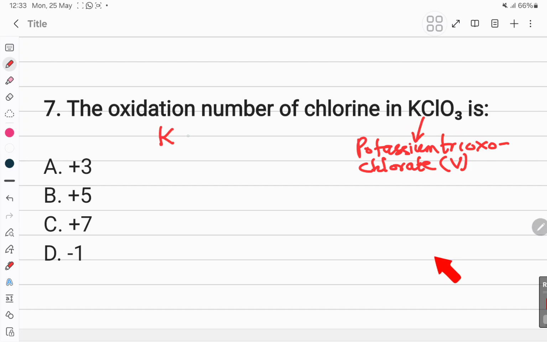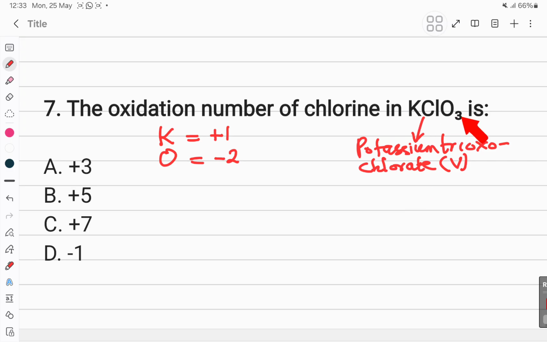Potassium: the oxidation number of potassium in this compound is +1. In any compound that contains potassium, or another group 1 metal, they all have +1 as the oxidation number. For oxygen, the oxidation number is going to be -2 in this compound, but it can as well be -1 for peroxides.